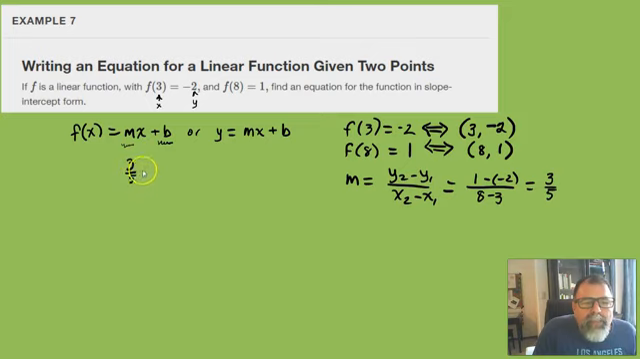Now, we don't know b yet. We're just going to write this with the y. It makes it a little easier. What you do is you take either point, the x and y. So again, this is x, this is y. So you can plug in 8, 1, or you can plug in 3, -2. It's up to you, whichever one works better. You'll get the same answer. So let me plug in the 8, 1, so that way I don't have a negative there.